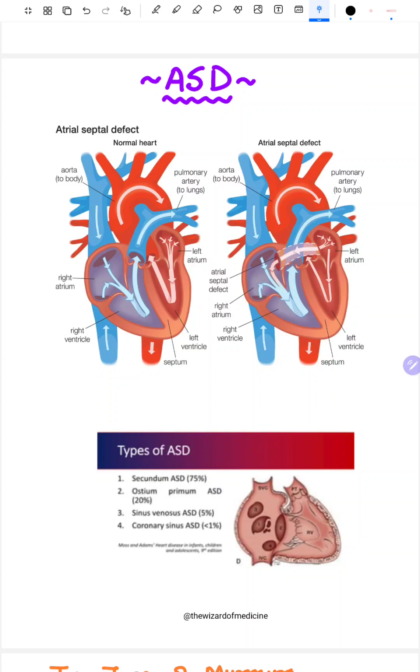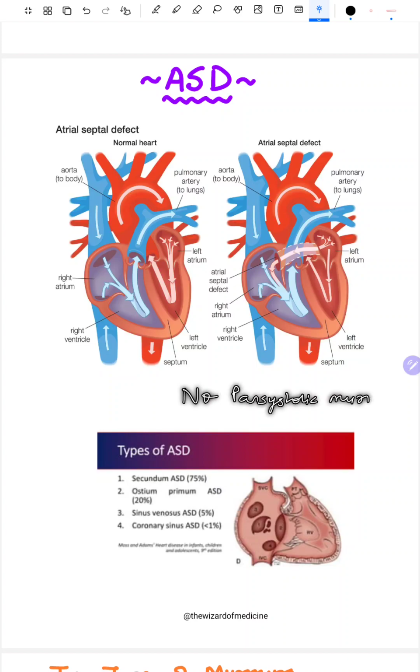Okay, now what about the murmurs? There are a lot of differences between VSD and ASD, but one difference I want to mention here is that in VSD you were seeing a pansystolic murmur, which was the shunt murmur. But in case of ASD there is no pansystolic murmur.